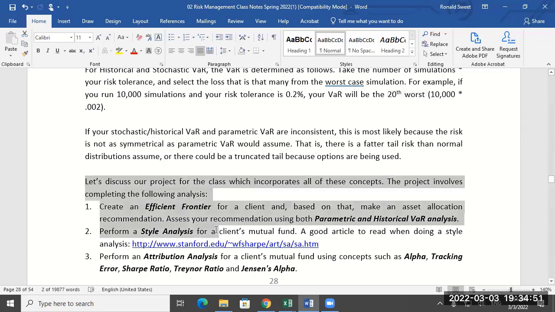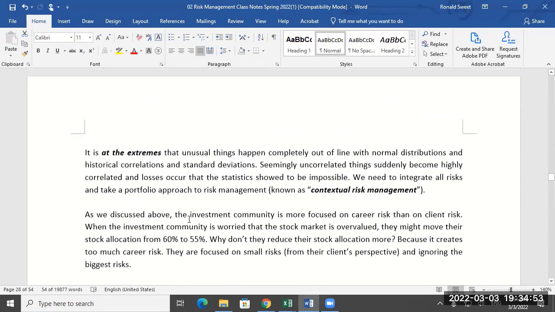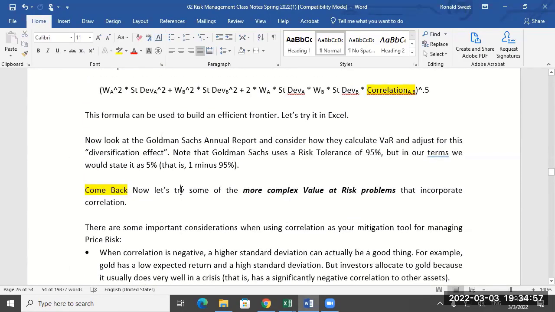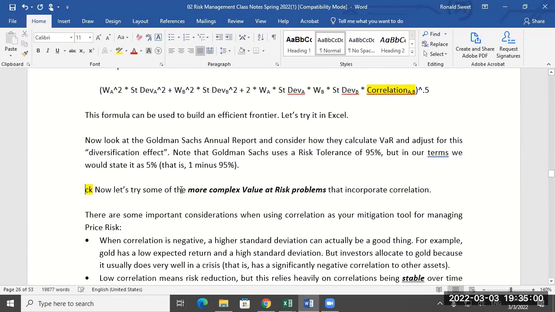We'll come back to talk about the project a little bit later. There's one other thing we're supposed to come back to, but I don't remember what it was. Oh, the more complex. Before we do that, I want to talk options.